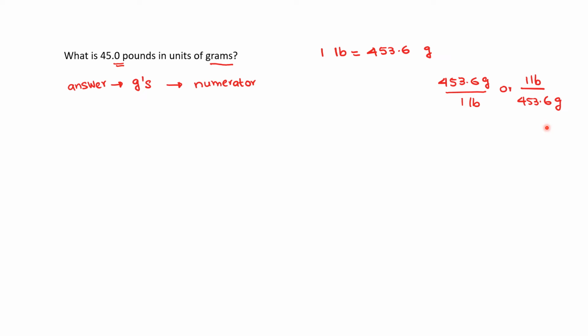So we are going to choose one of these fractions for our calculation. This is your initial point. You are going to write 45 pounds and find your fraction which has grams in the numerator and pounds in the denominator, so that you can see pounds and pounds cancel out.